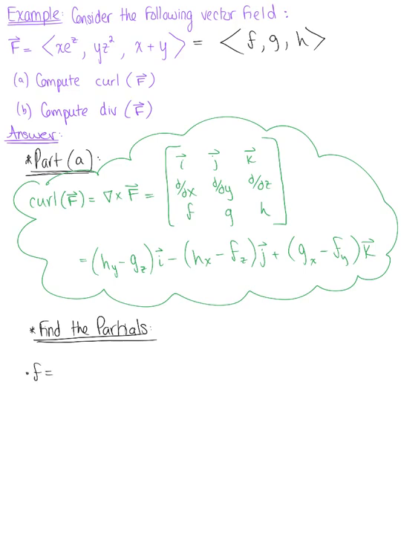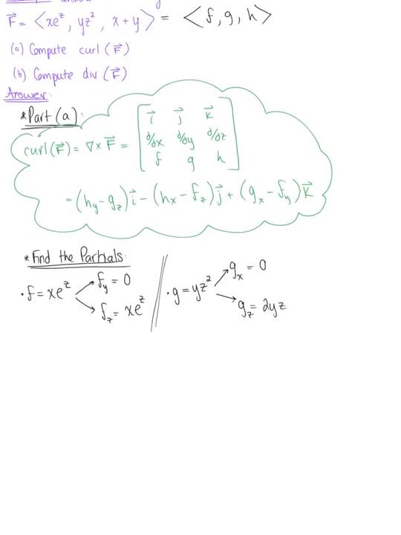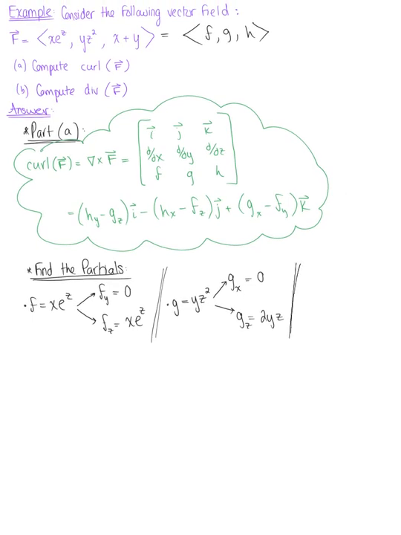The f component is defined as x times the natural exponential raised to the z. The partial derivative of f with respect to y is 0, and the partial derivative of f with respect to z is just x times the natural exponential raised to the z. We do the same thing with the g component, which is y times z squared. The partial derivative of g with respect to x is 0, and the partial derivative of g with respect to z is 2yz. Last but not least, the h component is x plus y. The partial derivative of h with respect to x is 1, and the partial derivative of h with respect to y is also 1.